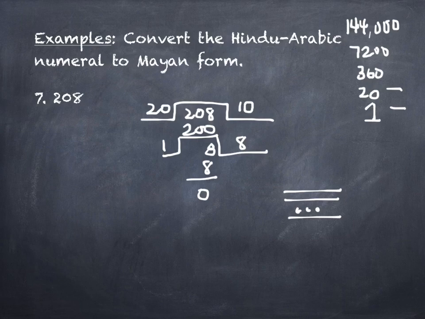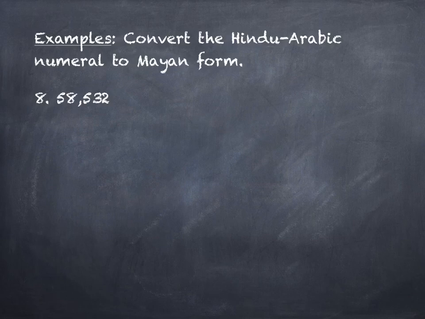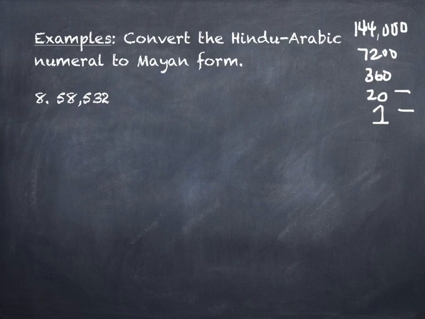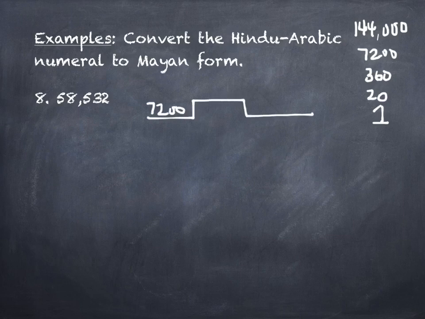All right, so let me copy these values here to my other slide, because I'm going to need them again. We have these different place values. And we've got 58,532 here. So the highest value here that would go into 58,532 is 7,200. So we're going to put 7,200 on the outside. We're going to try that a little bit bigger.